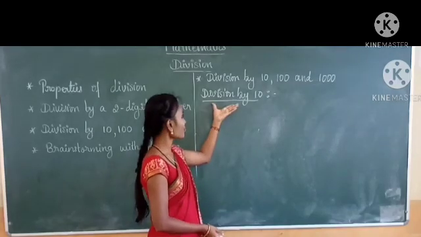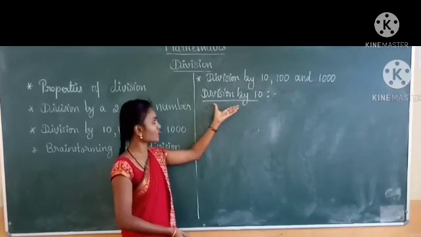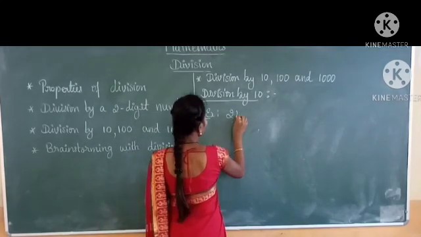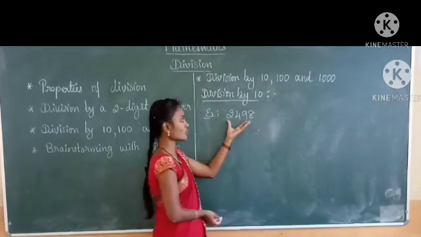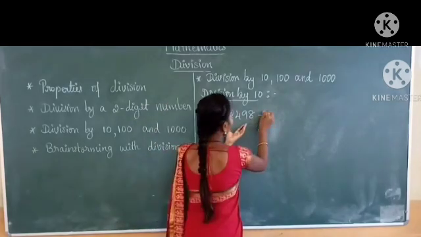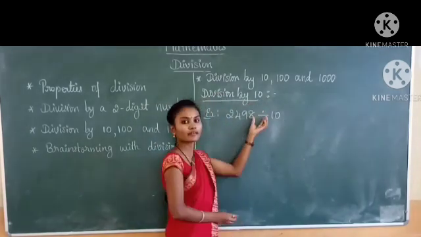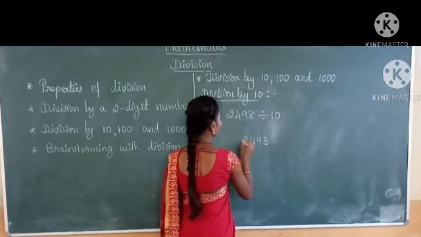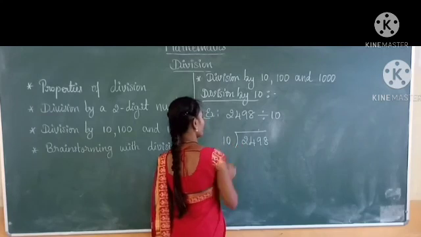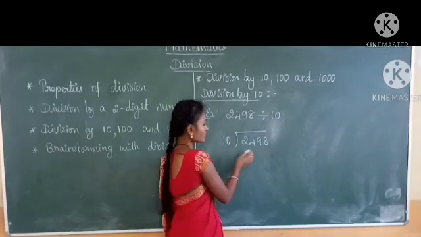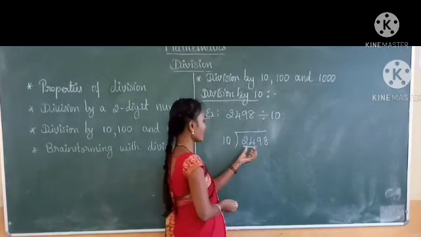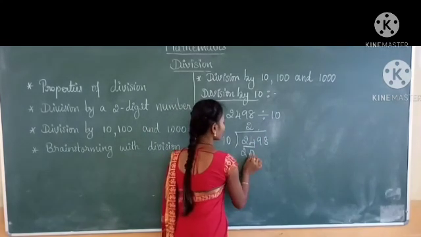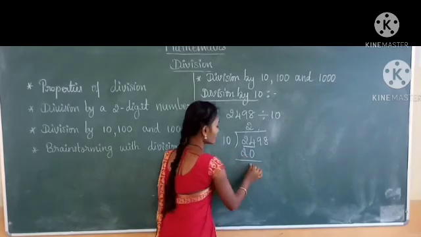First let us see how to divide by 10. Division by 10. And take an example. 2498 divided by 10. We have to divide by 10. So write this as 2498 divided by 10. So here 2 digits are there. Therefore take 2 digits. 24. We know that 10 twos are 20. So 4 minus 0 is 4.